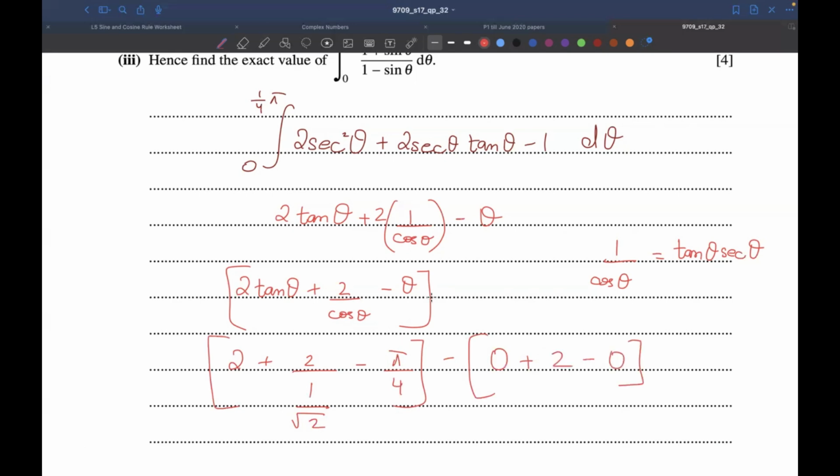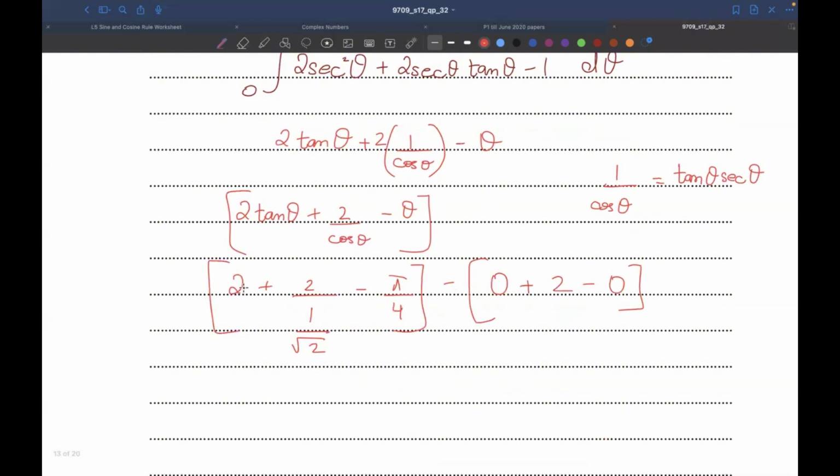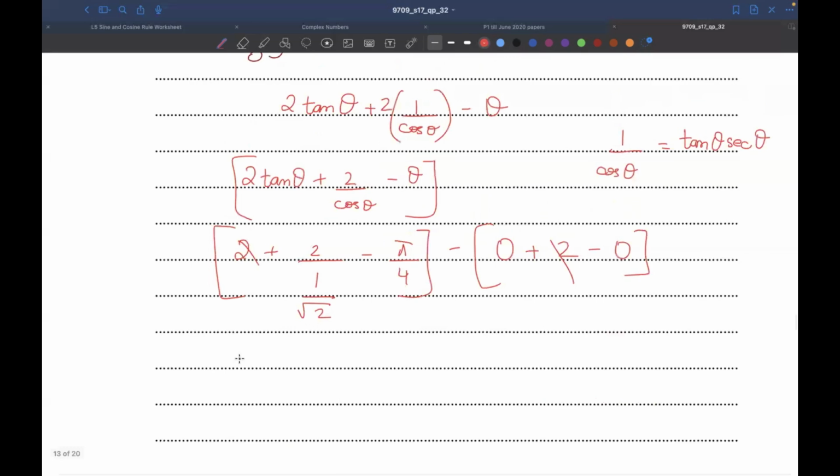Now we know that this is 2 minus, plus, minus 2. So the 2 and 2 will cancel out. This will become 2 root 2, as the root 2 will come in the numerator, so that will become 2 root 2 minus pi upon 4. And that will be our final answer.